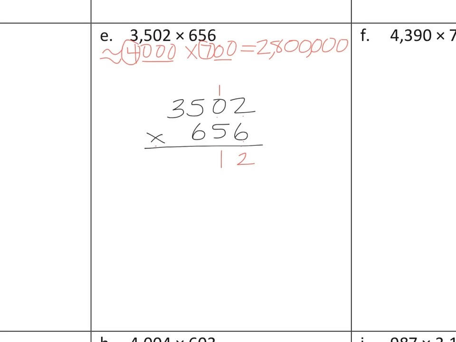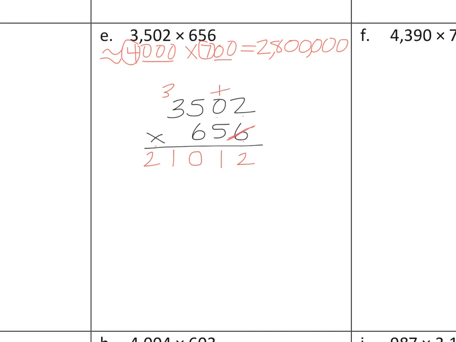6 times 5 is 30, so put your 0 in the hundreds and your 3 above the 3 in the thousands. And then 6 times 3 is 18, plus 2 more is 21. So we're going to put a 1 in the thousands and the 2 in the 10,000s. I'm done multiplying by the ones.